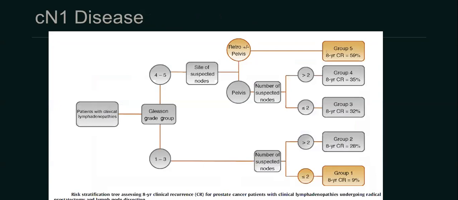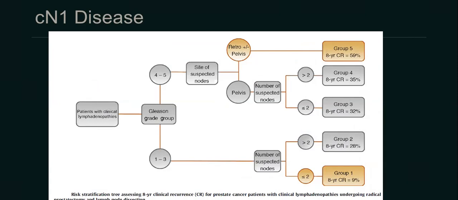We would look at a few scenarios. The first one is the clinical N1 disease. You can offer, this is what would fall within our pelvic lymph node dissection bracket. I found this flow diagram quite interesting, where they were saying that you would have to risk stratify your patients better to have better outcomes. And this could be done based on your Gleason grade, site of the nodes, and the number of the nodes.